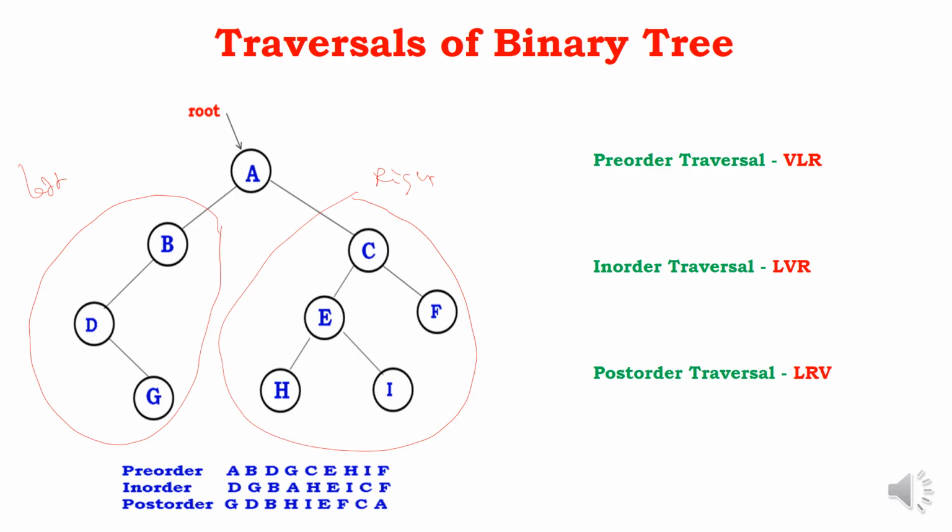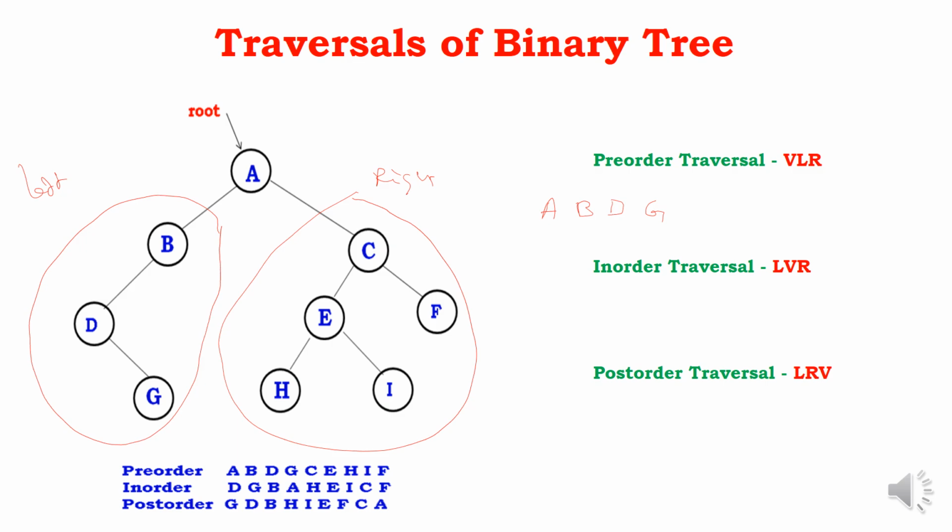So let me explain pre-order traversal. A. Visit A. Then traverse left subtree in pre-order. So left subtree B, D, G. B is the root node, D is its left value, and G is the right child of D. So here again I want to traverse that in pre-order. Pre-order means visit root node B. Then traverse left subtree in pre-order, which means visit next root D. Then there is no left, G is there. G. Then traverse right subtree.